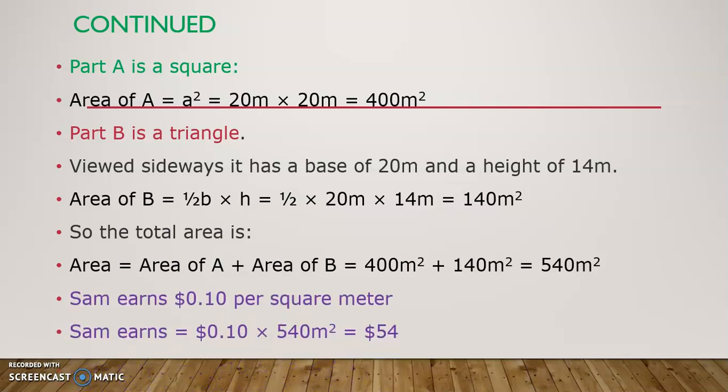Now, remember, Sam earns $0.1 per square meter. This shape is 540 square meters. So 540 square meters times 0.1 gives 54. So Sam earns $54.